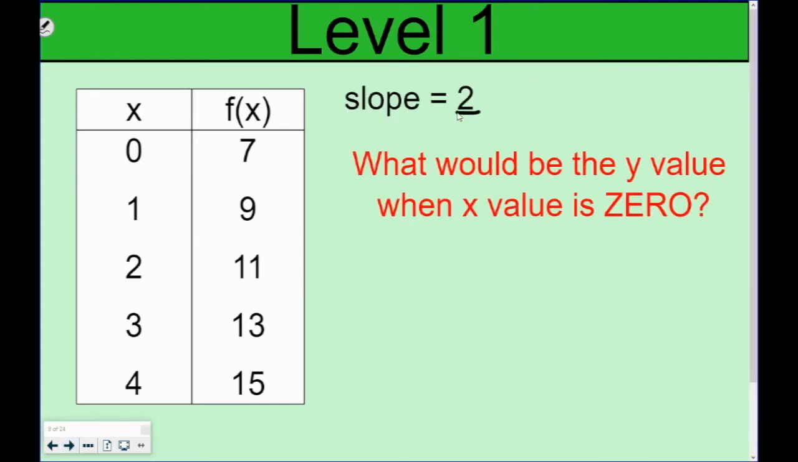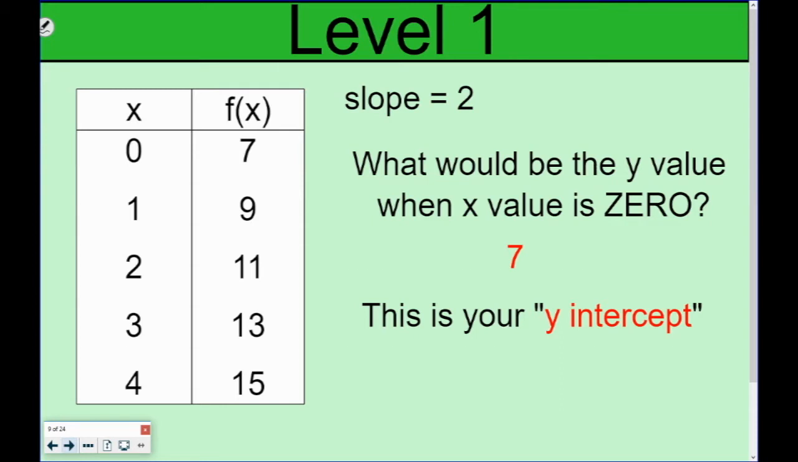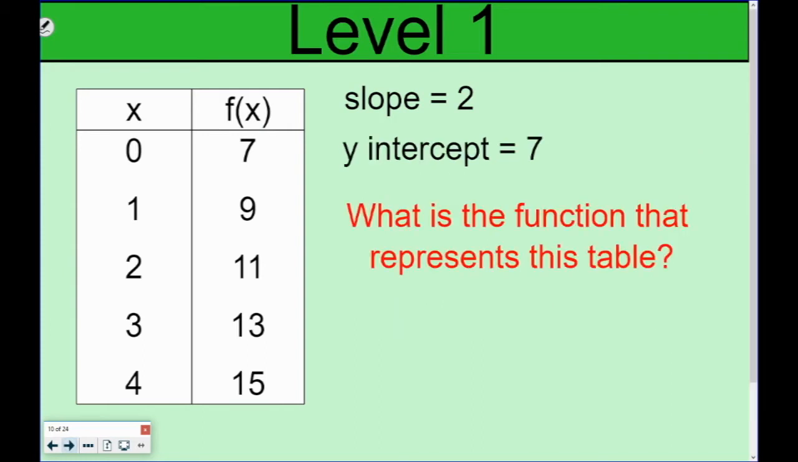Okay, so right here I've listed my slope as 2 so I don't forget it. Now it says, what would be the y value? Again, y is your f of x when x is 0. So I look over here, x is 0, my y value is 7. Now we're going to call that, and give it a name. You've learned it before, it's called the y-intercept. That's where on a graph it crosses the y-axis. Okay, let's put this all together.